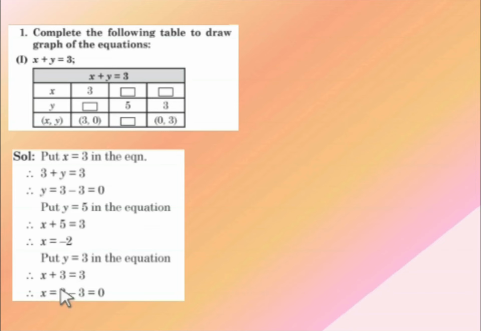Again, you will get x is equal to 3 minus 3 is equal to 0. But if you are very smart, you will observe this. x plus y is equal to 3. Similarly, x plus 3 is equal to 3. Similar question. So immediately the moment you see this, maths teaches you how you should be alert.